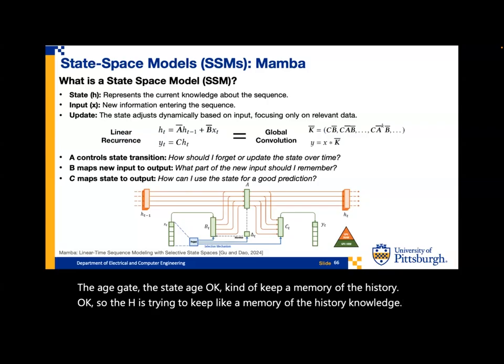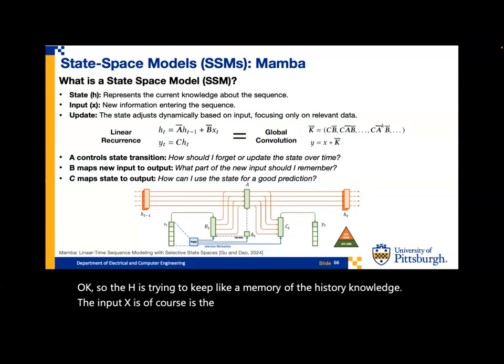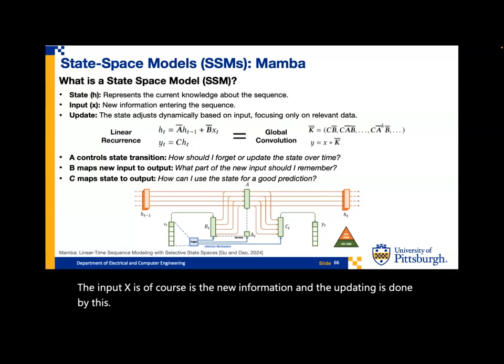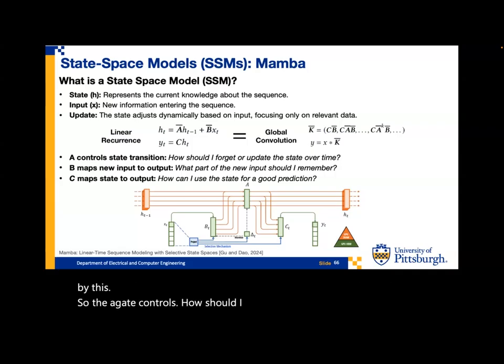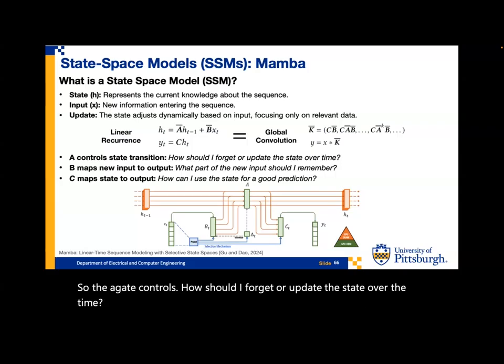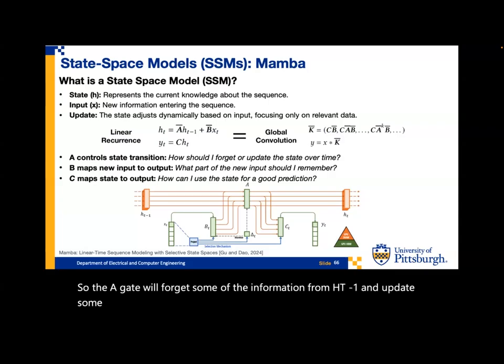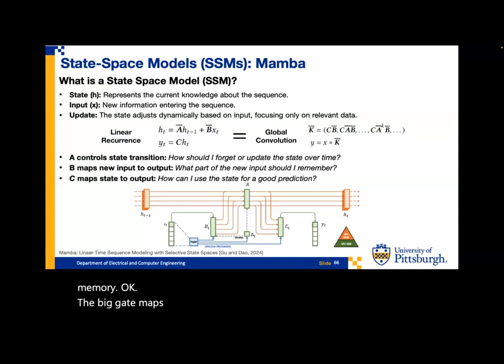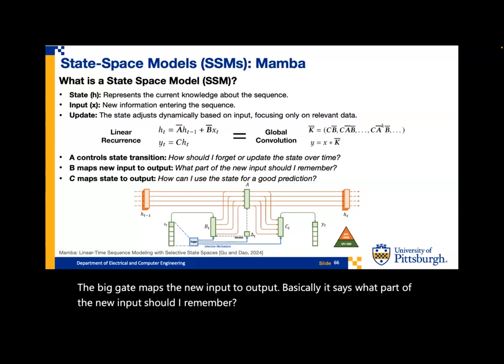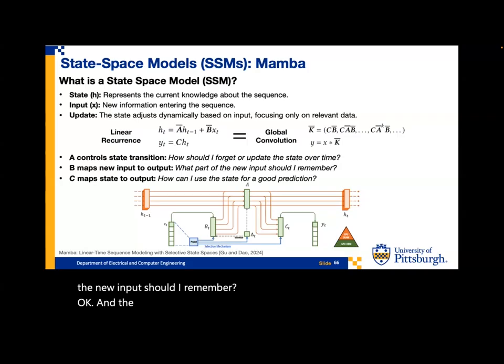The input X is, of course, the new information, and the updating is done by this. So the A gate controls how I should forget or update the state over time. The A gate will forget some of the information from HT minus 1 and update some information from the BT so I can get a new state, kind of a new memory. Okay? The B gate maps the new input to the state. Basically, it says, what part of the new input should I remember? Okay? And the C map is how I should use the state to generate a good prediction.